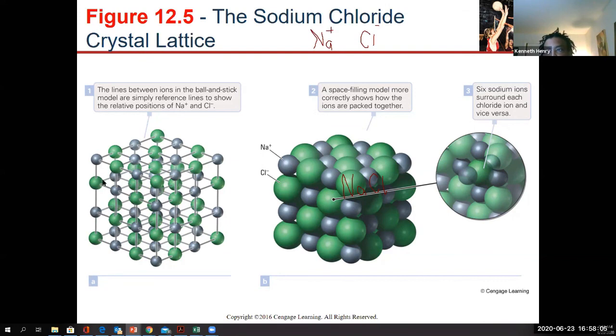So you're going to have a chlorine here, a chlorine there, and a chlorine there. This sodium is going to be surrounded by chlorines on all four sides, and so on and so forth, right? So the chlorines are going to be surrounded by the sodiums, okay, the sodium ions. Do you guys see that and understand that?